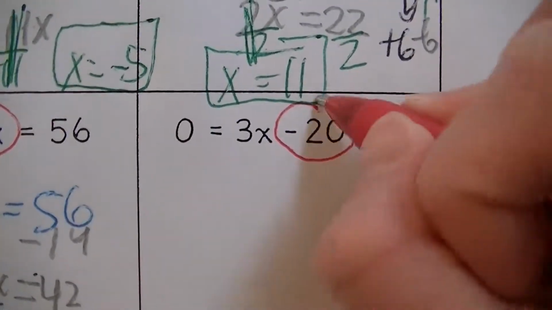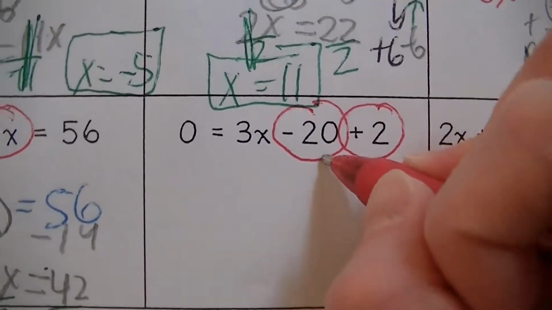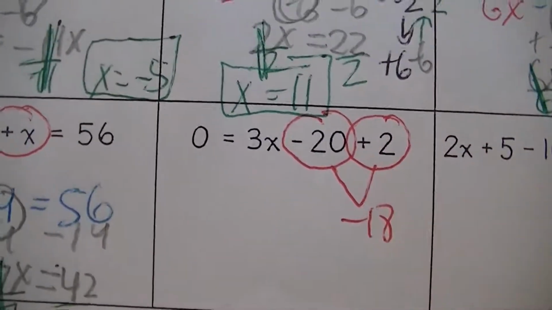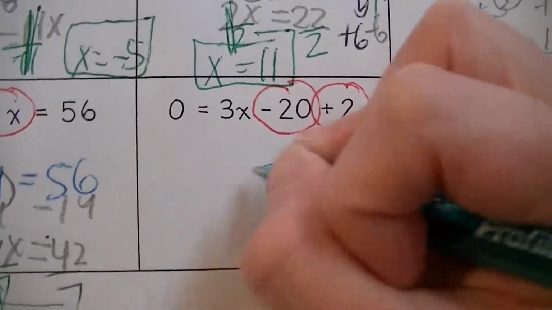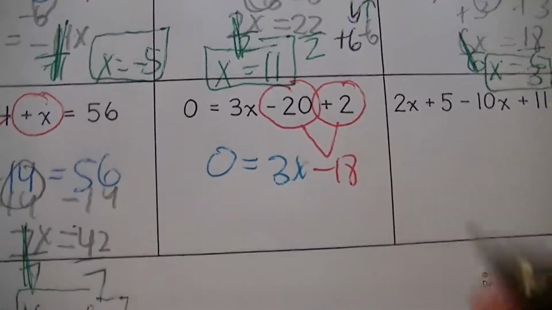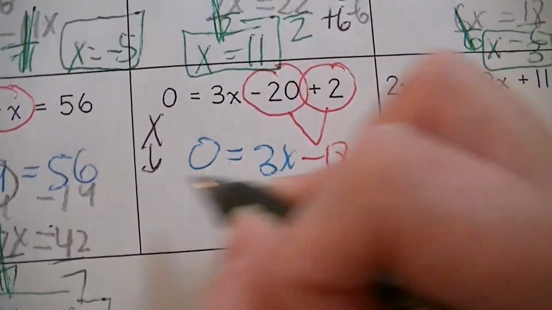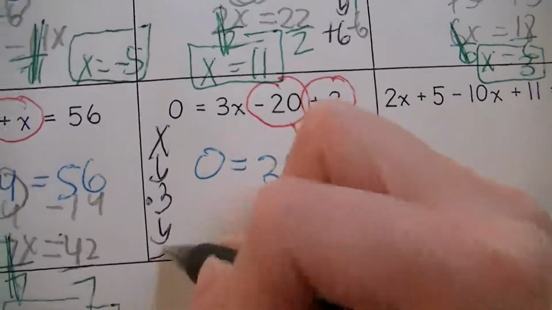Okay, combine like terms on the same side of the equal sign. I see right here I have a negative 20 and a positive 2. So negative 20 plus 2 is negative 18. Bring down everything that's left, which is 3x, the equal sign, and the 0. Now build that. Start with x. Multiplied it by 3, and then we subtracted 18.